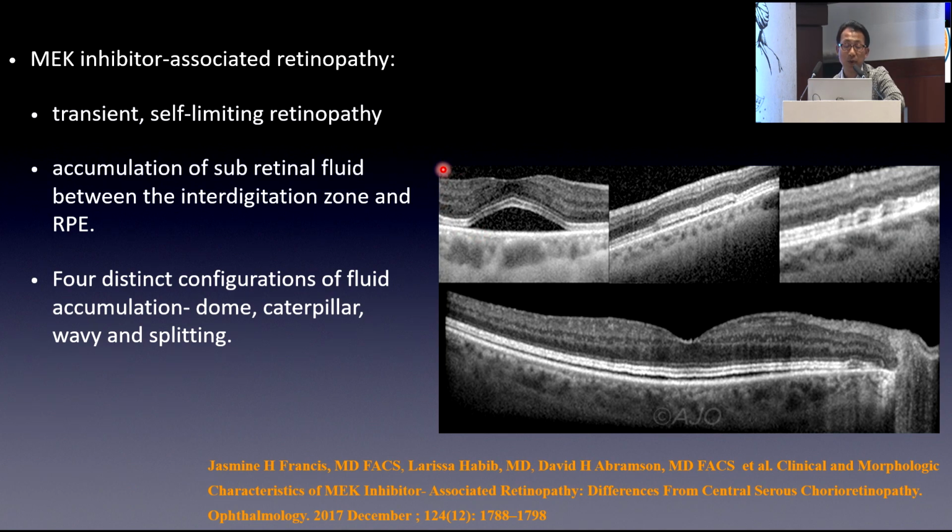Another OCT biomarker is seen in MEK inhibitor associated retinopathy, which is usually transient and self-limiting. There are four distinct features that can be seen: one is dome shape, one is caterpillar-like arrangement, one is wavy-like arrangement, and then a splitting type.